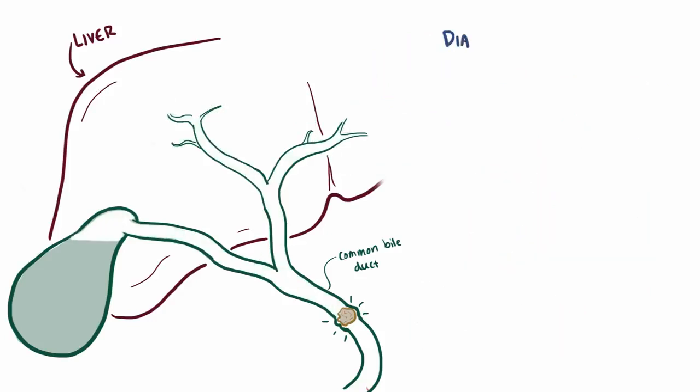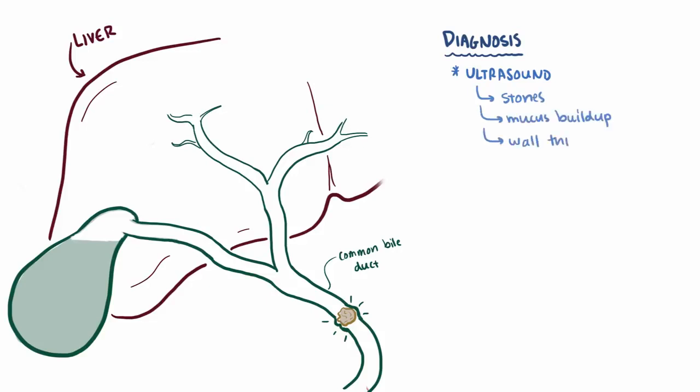One way to help diagnose cholecystitis is by ultrasound, which can detect stones as well as sludge and mucus buildup and get an idea of how thick the gallbladder wall is. If the stone's lodged in the common bile duct, though, it's a lot more difficult to pinpoint.